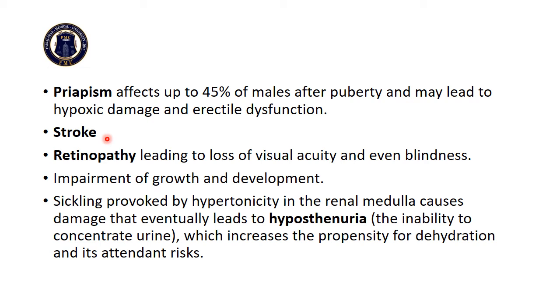Microvascular occlusion, when it occurs in the brain, will lead to stroke, and in the retina, it will lead to loss of visual acuity and even blindness. When the growth plates are involved, it will lead to impairment of growth and development. Similarly, the renal medulla is also damaged, and it will cause hyposthenuria, which is the inability to concentrate urine.